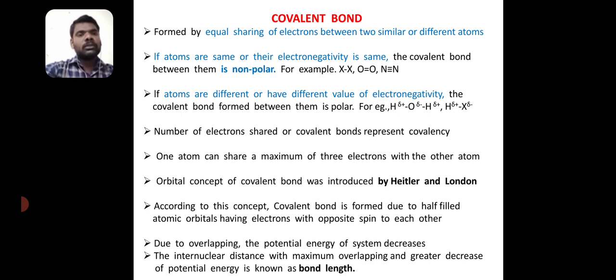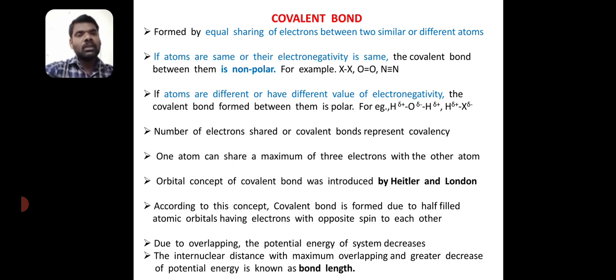Another bond is the covalent bond. The covalent bond is formed by the equal sharing of electrons between two similar or different atoms. If the atoms are the same or the electronegativity is the same, the covalent bond is non-polar. For example, X2 molecules, halogens like Cl2, O2, and N2 molecules. All the atoms are the same, so the electronegativity is the same, and the bond is non-polar.